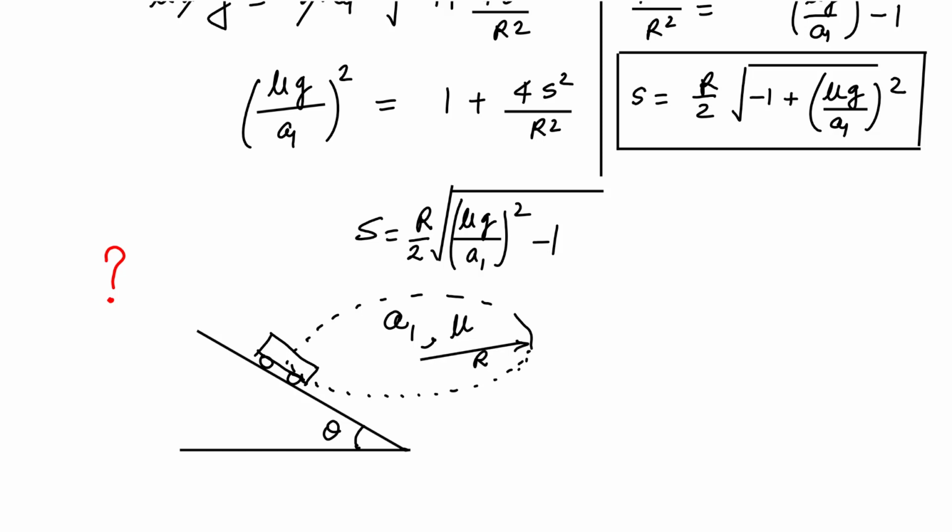These things are given. Now the question is, where will be the changes that will occur in the previous method of solution? Will the normal reaction be mg? Do I have to take the component of friction forces along the incline? How will we write the equation of motion in the radial direction and tangential direction? So let us discuss some of these in the comment box, and I will see you in the next video.